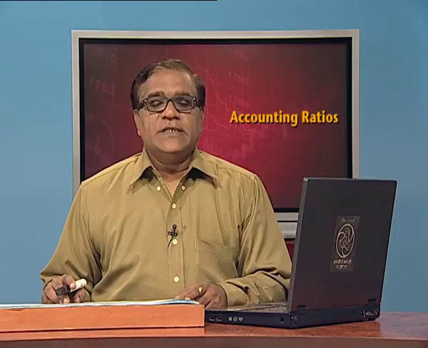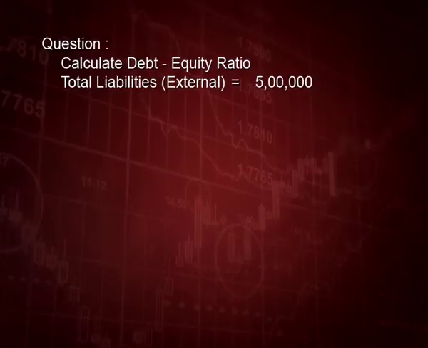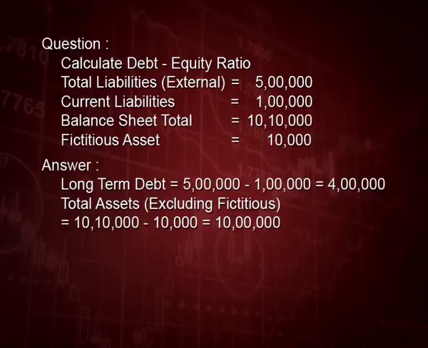The first question in this is calculate debt equity ratio. Here we are given total liabilities, that is external liabilities 5 lakh and current liabilities are given 1 lakh. So, that makes long term liability 4 lakh, right, and balance sheet total given is 10 lakh 10,000, in which there are fictitious asset of 10,000. Now, let us start with the solution.